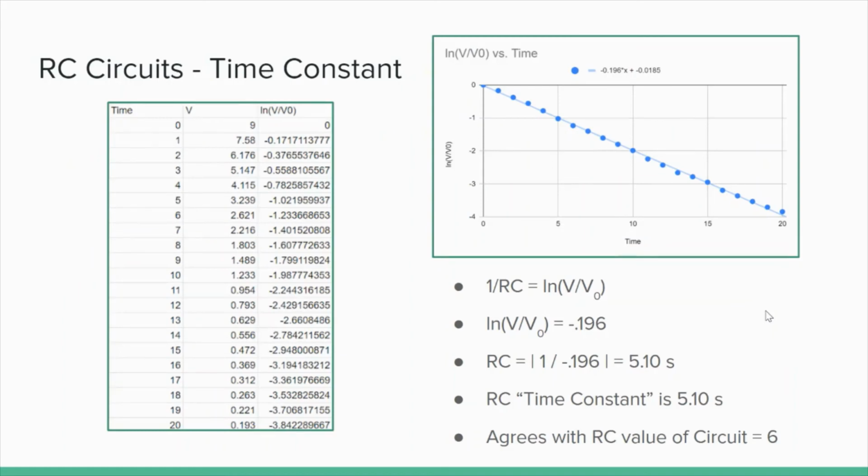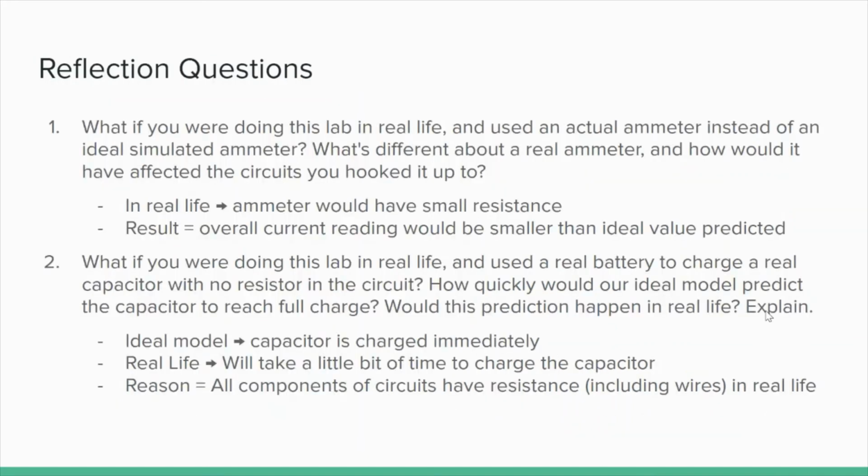Next, we would try to find the time constant, RC. To do this, we would create a plot of the natural log of the voltage over V0, which is the initial voltage, versus time. Using 20 data points from the circuit running on the computational model, we would find that the RC value was 5.10 seconds, and this would agree with the RC value of the circuit, which we can find to be 6.